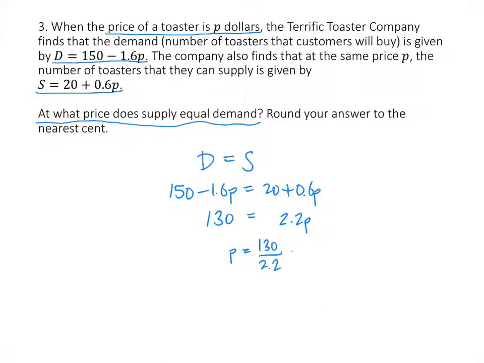Put that in our calculator, and that gives us 59.090909. Now, p represents the price, so it makes sense to think about dollars and cents, and we're asked to round our answer to the nearest cent. So when we do that, we get $59.09. And that's our solution.